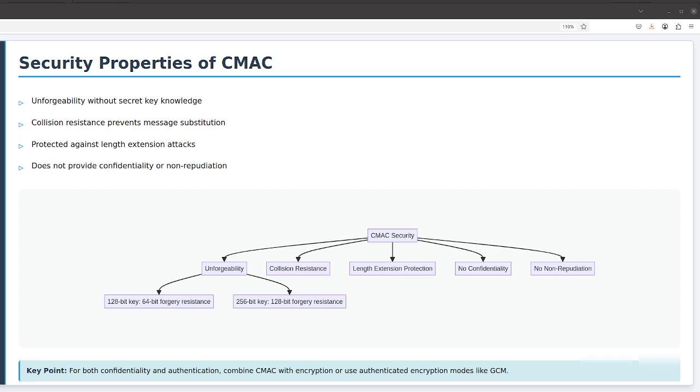CMAC provides collision resistance in the sense that finding two different messages that produce the same tag is computationally infeasible. This is important for preventing substitution attacks where an attacker tries to replace one valid message with another. The algorithm is also secure against length extension attacks, which plagued some earlier MAC constructions. You cannot take a valid message tag pair and extend the message while computing a valid new tag. The subkey mechanism in CMAC specifically prevents this.